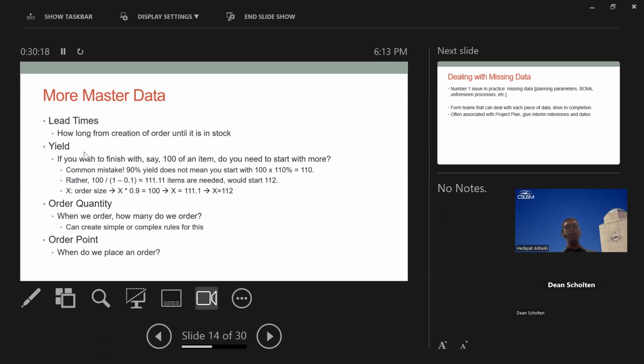So if the yield is 90%, and if you're looking for 100 units, 100 correct units that pass QC, you need 112, and this is how you calculate it. 100 divided by 90, 111.11, so that would be 112. Okay.